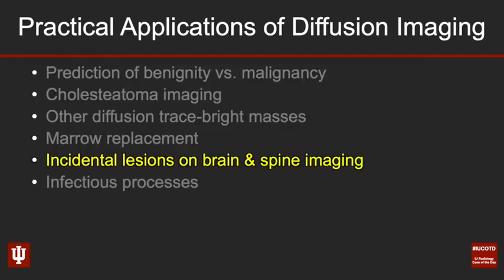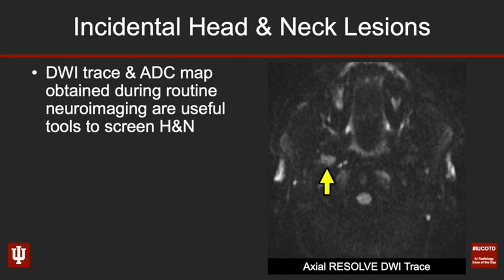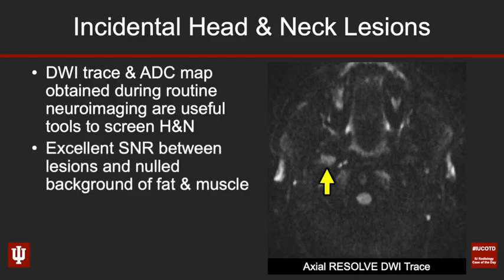Diffusion imaging can be very helpful for evaluating and detecting incidental lesions within the head and neck on routine brain and spine imaging. And that's, again, because a lot of these brain imaging studies in particular are going to include diffusion as sort of standard practice. And it really offers excellent signal-to-noise between these extracranial lesions and that background of nulled fat and muscle.